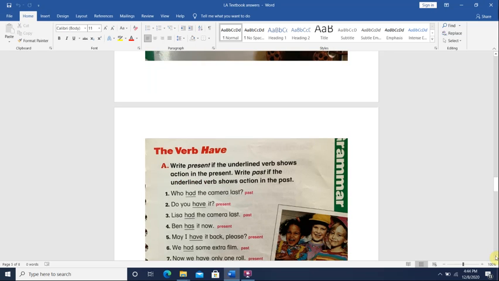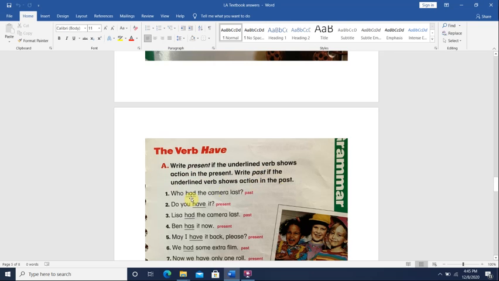Okay, now we said the verb have. In the present tense, we use has when the subject is singular, and we use have when the sentence begins with I or you, or the sentence talks about one or more things or persons. Okay, so it says here, write present if the underlined verb shows action in the present. Write past if the underlined verb shows action in the past. Okay, so we said we use has and have in the present tense and had only in the past tense.